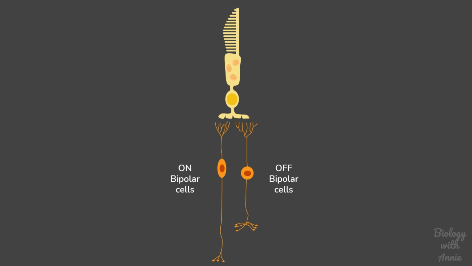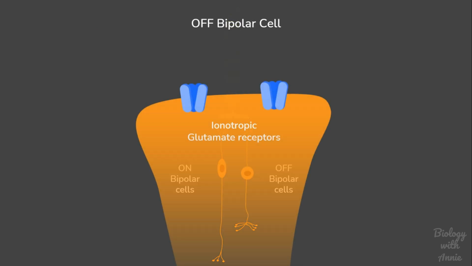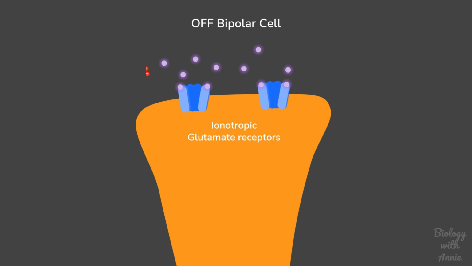On and off bipolar cells respond differently to glutamate release because they contain two distinct types of glutamate receptors. Off bipolar cells have ionotropic glutamate receptors, which are excitatory in nature. When glutamate is released, it binds to these receptors, causing the opening of ion channels and an influx of positive ions. This depolarizes the off bipolar cells, making them more active in the dark.